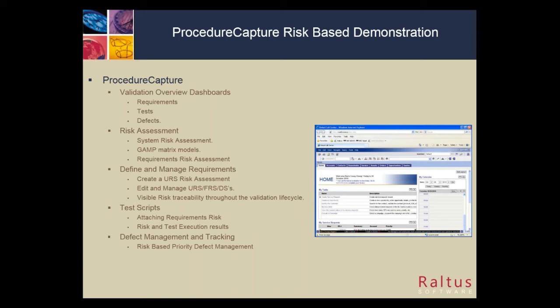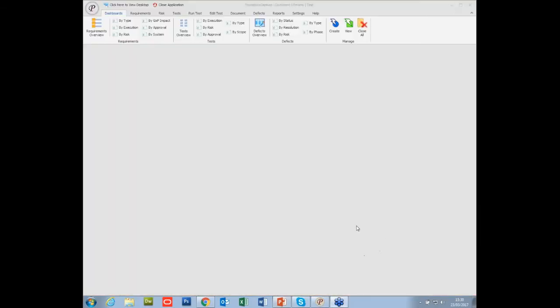And then also the traceability in real time between the requirement and the test scripts that satisfy it. I'll then go into the test scripts themselves and show you how you actually attach that requirement risk directly to the test script, and what that looks like in terms of the execution results and the risk that relates to. And then lastly, if you find a defect in the testing, how the risk comes through again to show you which ones you need to fix from an importance level. Okay, so let's close that, and we'll bring up the tool itself.